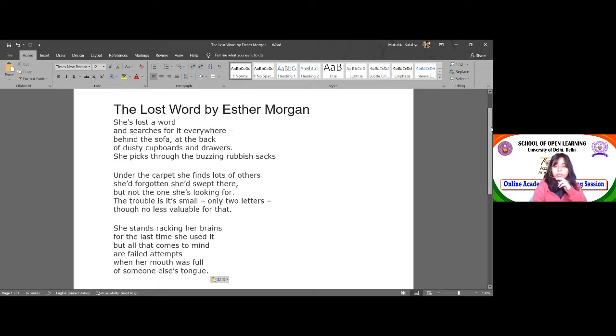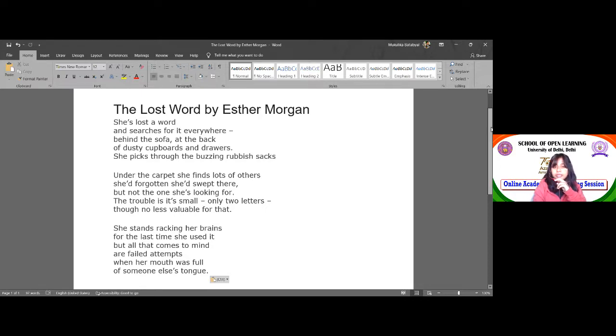The Lost Word by Esther Morgan. She lost a word and searches for it everywhere. Behind the sofa, at the back of dusty cupboards and drawers, she picks through the buzzing rubbish sacks. Under the carpet, she finds lots of others. She'd forgotten she'd swept there, but not the one she's looking for.